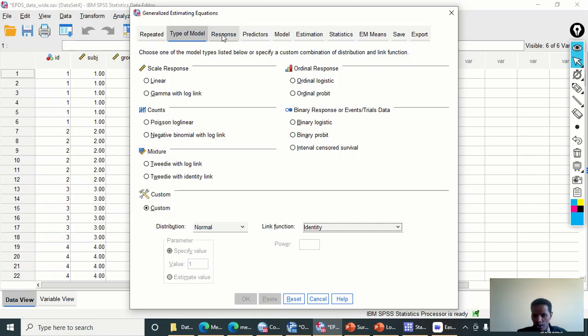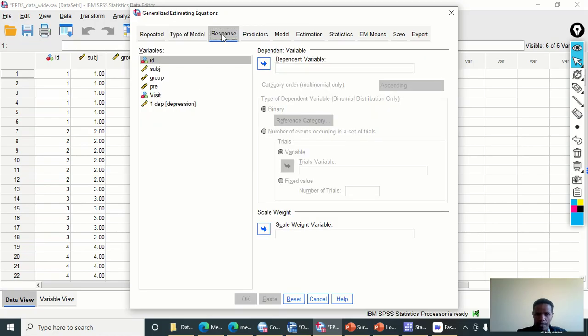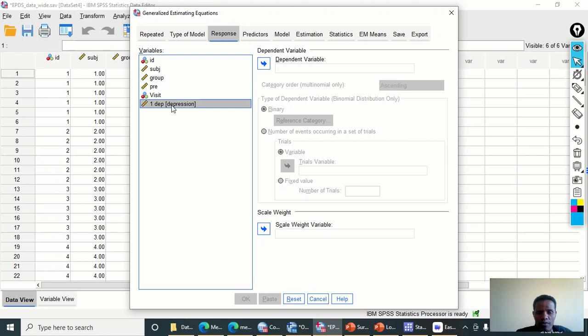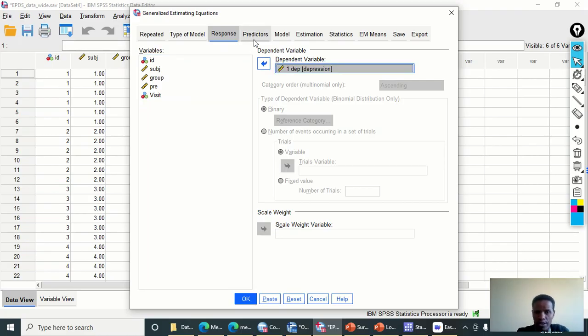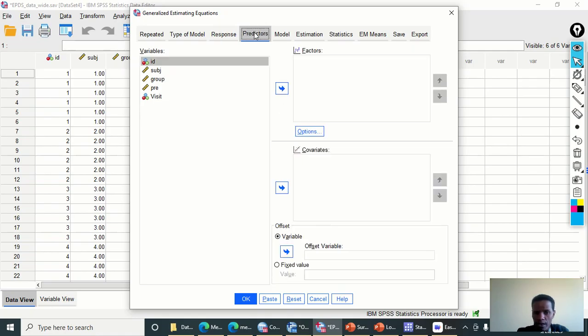And then go to the response variable over here. We need to put the response variable in the dependent variable box. The response variable is depression, the one that we created when we changed from the wide to the long form. So depression should be taken to this, and then we need to go for predictors. Click over there. And the predictors are three.